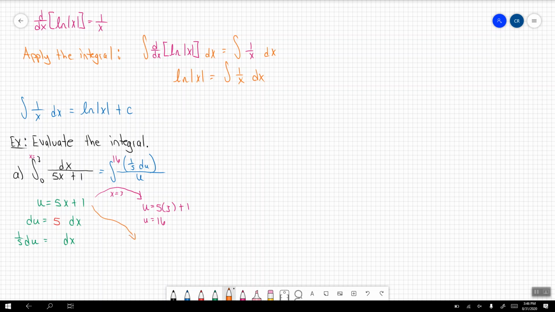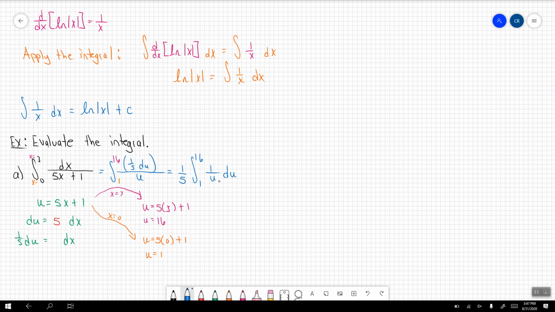Lower limit of integration, x is equal to 0. So if x is equal to 0, I now get that u is equal to 5 times 0 plus 1, which means u is equal to 1. And there's my lower limit of integration. Using my integral properties, 1/5 is a constant. So I factor that constant out of the integral, and I'm left with 1/5 times the integral from 1 to 16 of 1 over u du.